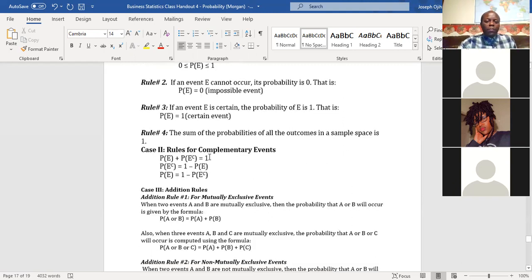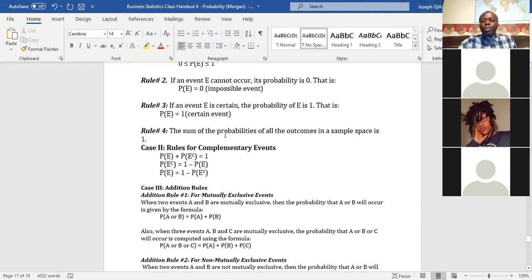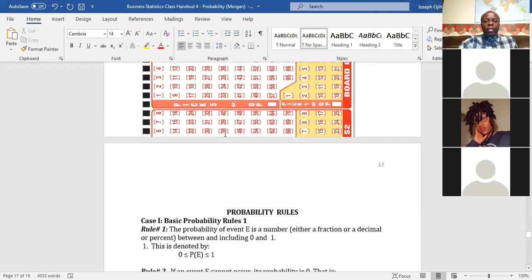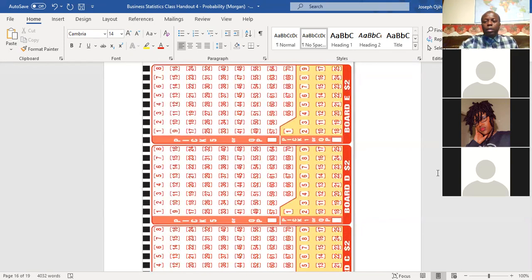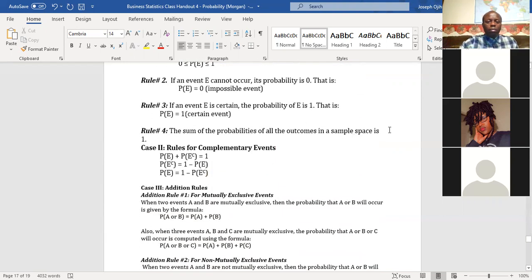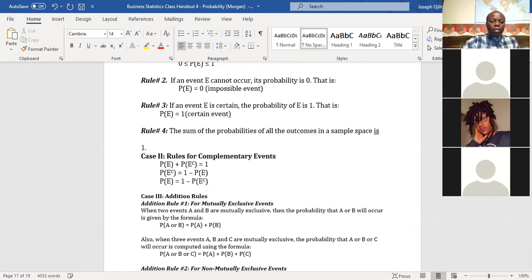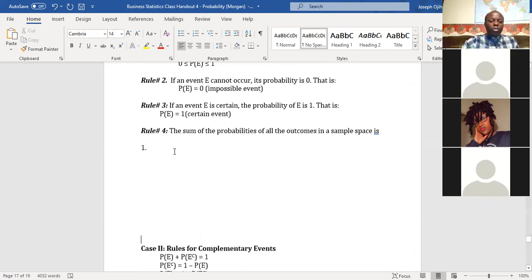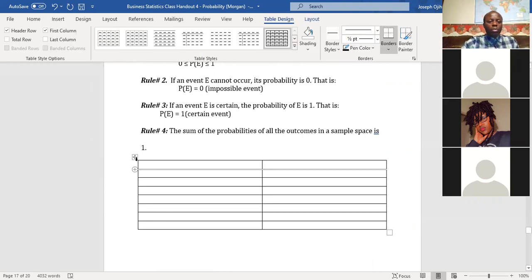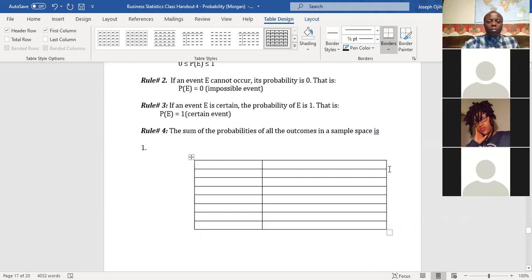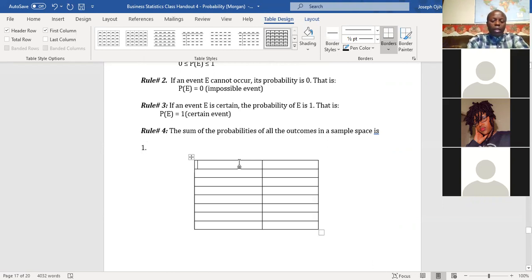All things being equal, as we say in economics. Now rule number 4: the sum of all the probabilities of the events in a sample space. If you add all the probabilities in a sample space, it will give you a total of 1. Let me illustrate this using an example. Suppose we use a 6-sided dice. We list the outcome X and the probability of X for a dice.